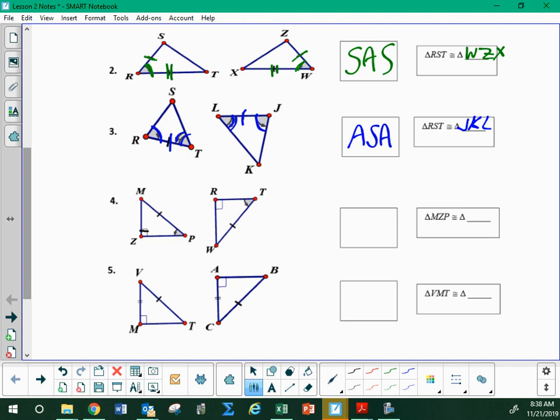And again, we know right angles are congruent with one set of angles, then the angle next to it, and then the side next to that. Angle, angle, side. So these two triangles are congruent by angle, angle, side. And again, careful with the order of your letters. Triangle MZP is congruent to triangle what? WRT. Okay.